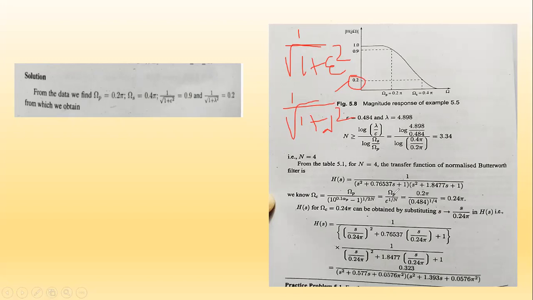When we substitute these values in the equation, we get the value of lambda by epsilon. Instead of giving alpha p and alpha s, the alpha and lambda values are given directly. So we have the formula for finding the value of n.